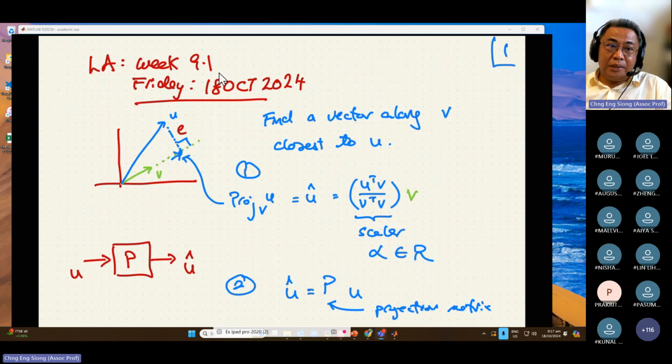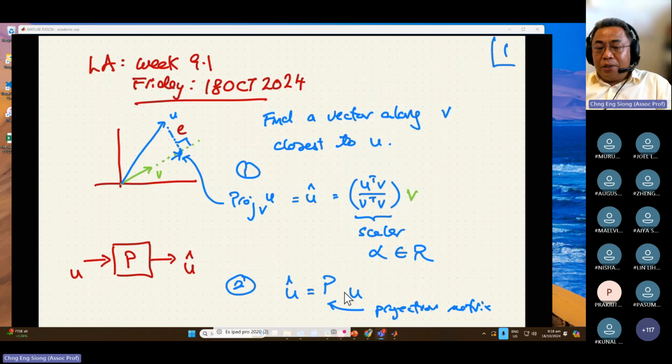This is LA week 9.1, and the problem is to find the projection matrix. We began with the idea that we remember how to project U onto a line, a column vector V. And the answer was this: U transpose V divided by V transpose V. This gives us a scalar. This scalar scales V because we are projecting U onto V. We know that our vector must land in the direction of V. All we are left to find is the scalar. All right, and then it came out that the scalar looks like this.